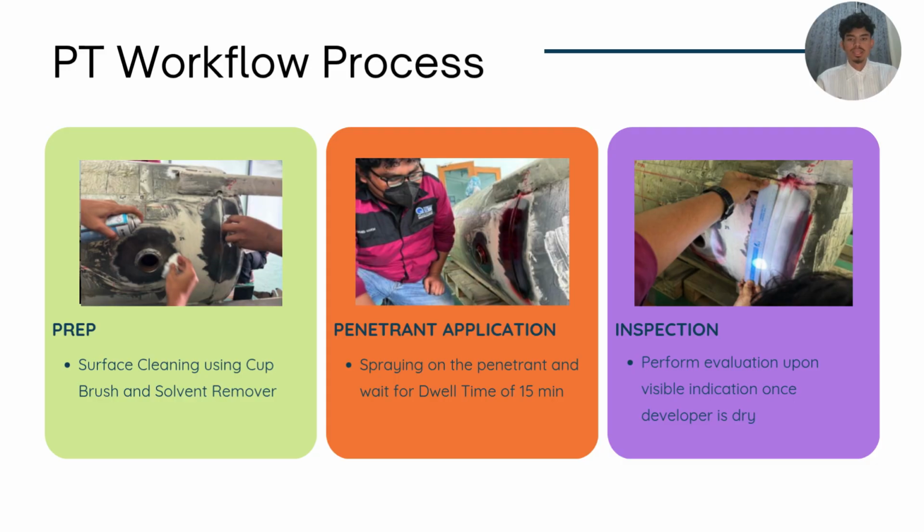You can spray the penetrant onto the material well, and then the dwell time is 15 minutes, and then after that we go to the inspection. After we put the developer, we can see the defects in the equipment. So that's all.